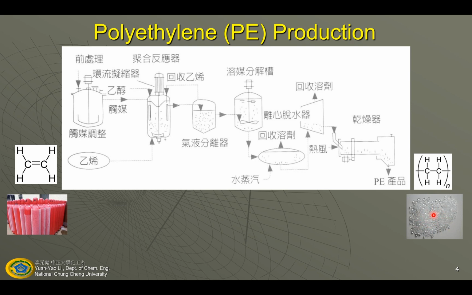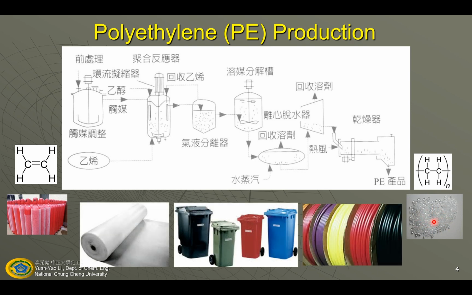Once you have this polyethylene, you can make many products like pipes, PE film, and rubbish bins. After these products, of course, you can make final products for different applications. However, from the ethylene to polyethylene, you need to go through these processes, for example process A, process B, process C, process D, and finally you get products.